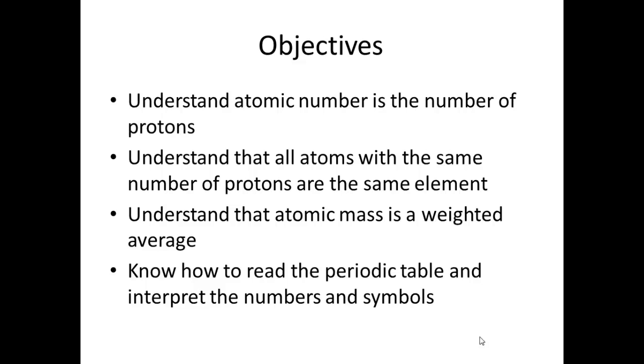So hopefully by the end of this we know that atomic number is the number of protons, and we should understand that all atoms with the same number of protons have to be the same element. So that's what defines the atom, the number of protons. Atomic mass is a weighted average of all of a certain element. And we should be able to look at the periodic table and understand what the numbers are and where they came from.